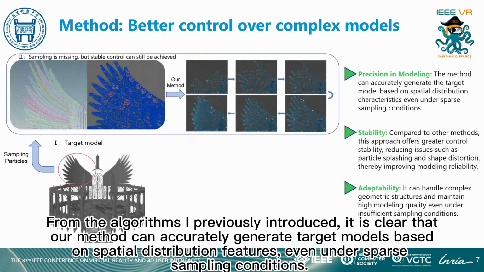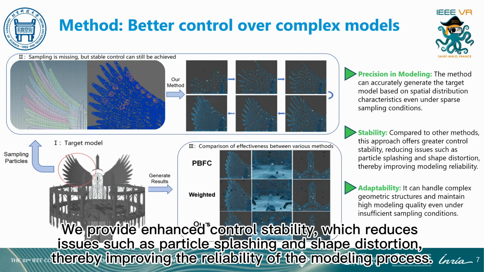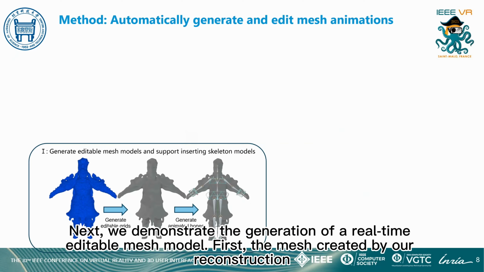From the algorithms I previously introduced, it is clear that our method can accurately generate target models based on spatial distribution features, even under sparse sampling conditions. We provide enhanced control stability, which reduces issues such as particle splashing and shape distortion, thereby improving the reliability of the modeling process. Next, we demonstrate the generation of a real-time editable mesh model.